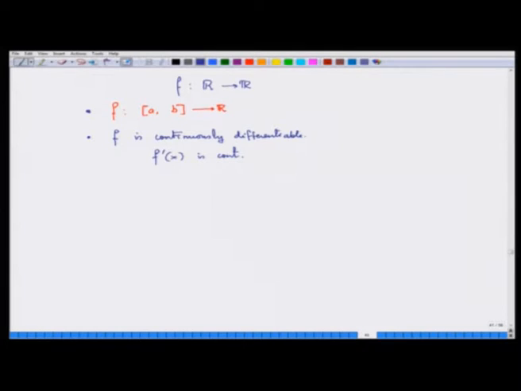Let us assume that f is not only differentiable over the open interval a b, let us take that f is differentiable on the closed interval a b, but at the endpoints you take the right derivative at a and the left derivative at b. So, let us go on this thing. So, f dash x is continuous on a b.